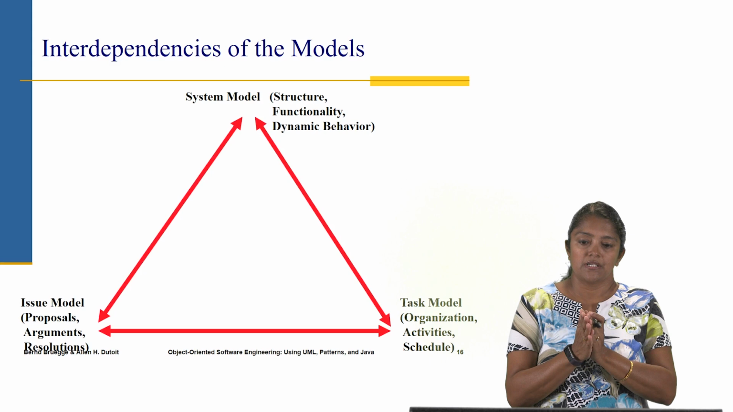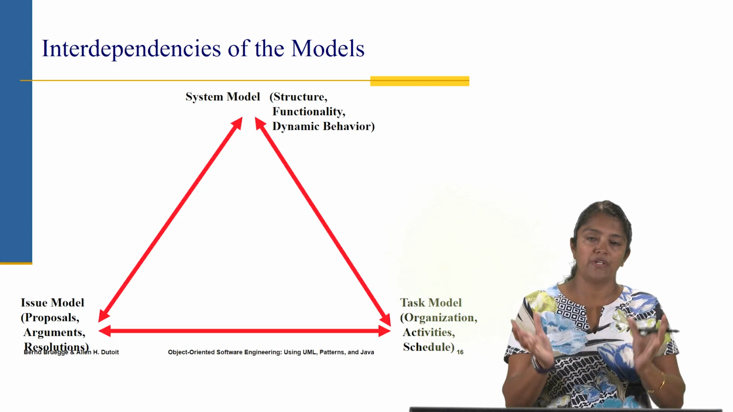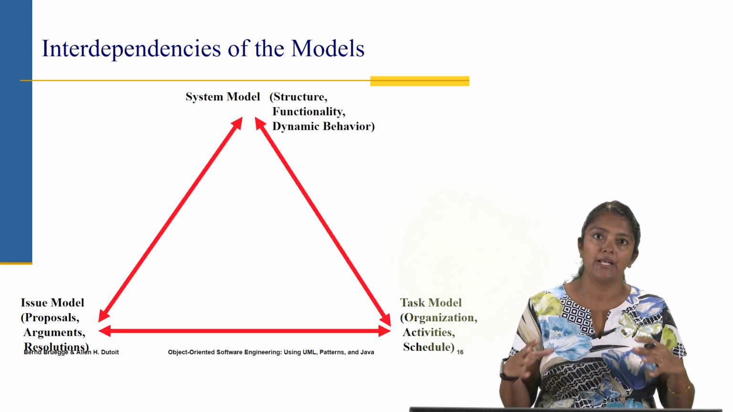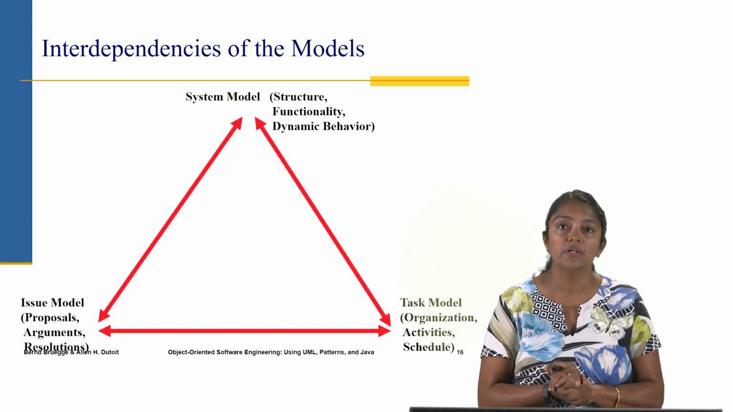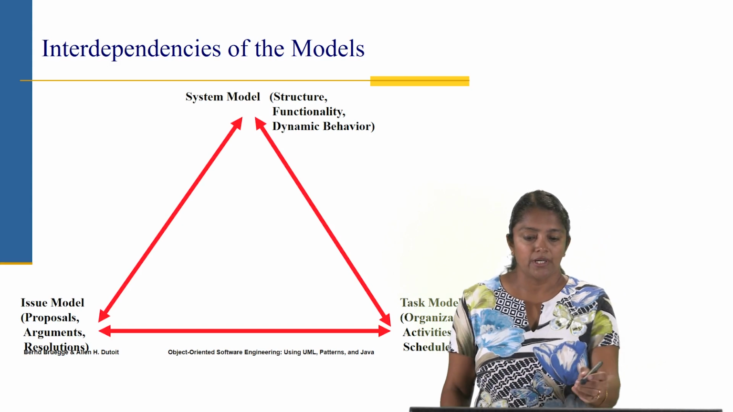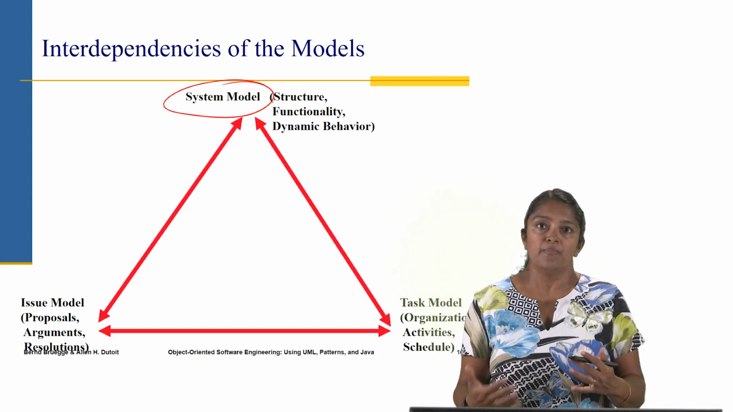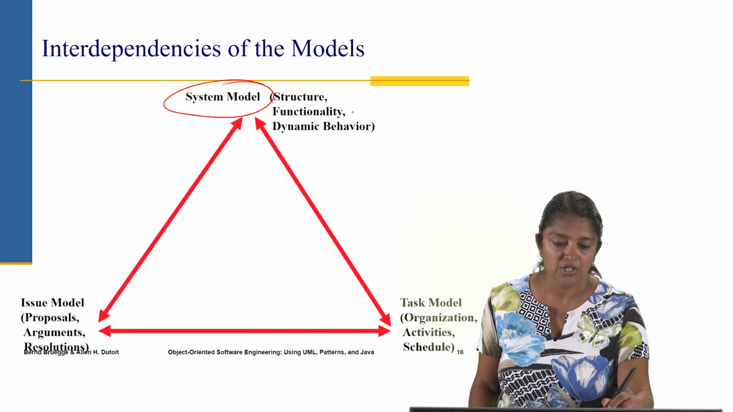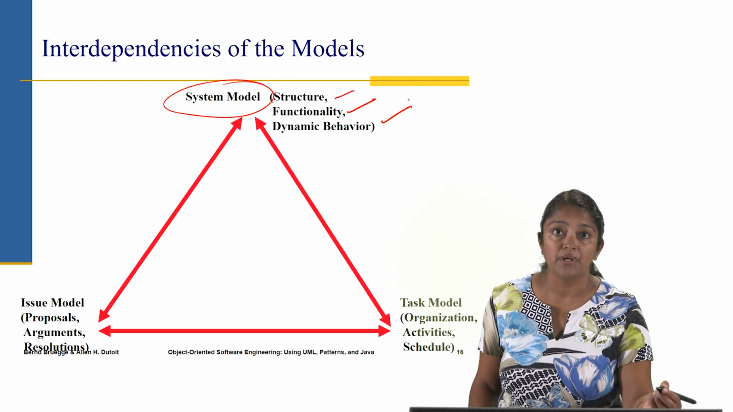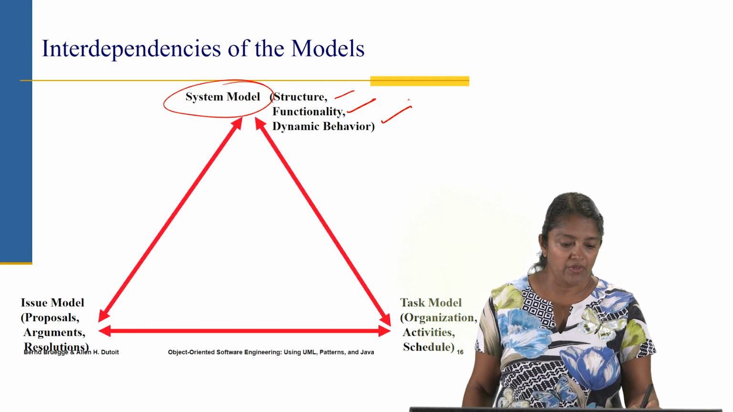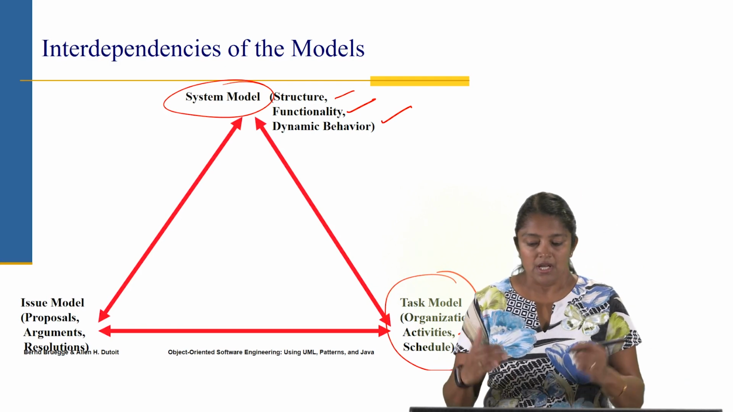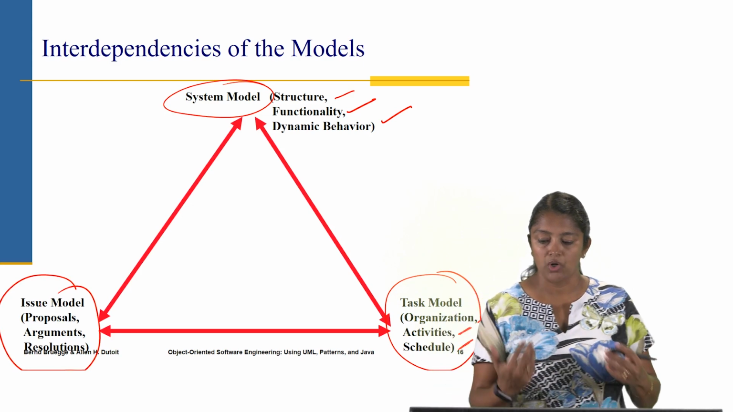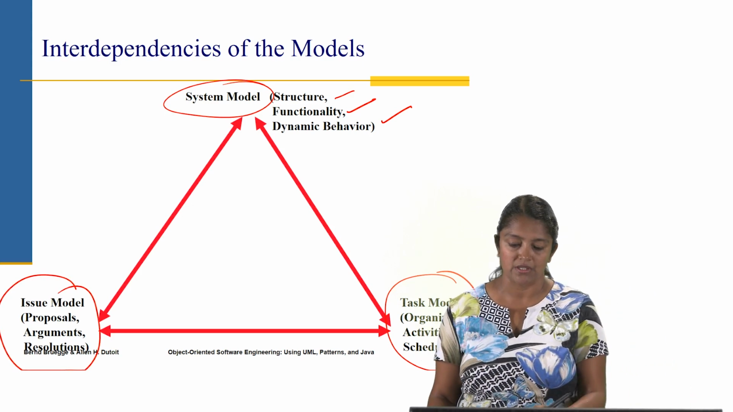And then you'll see that all of these models are close-knit and dependent on each other. So there are these interdependencies, and it can be shown in the form of this triangle with the system model at the top, which is mainly focusing on the structure, the functionality, and the dynamic behavior of the system. And then we have the task model, where the focus is on the activities, the organization, and scheduling of those activities. And then we have the issues model, wherein there are proposals, arguments, and resolutions.